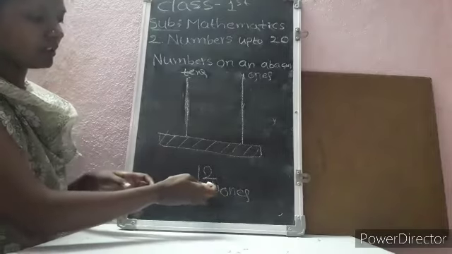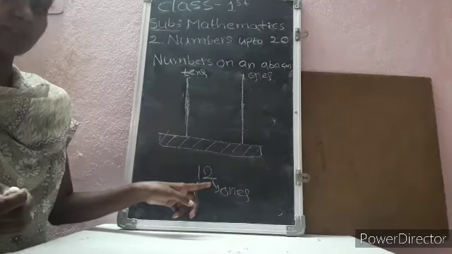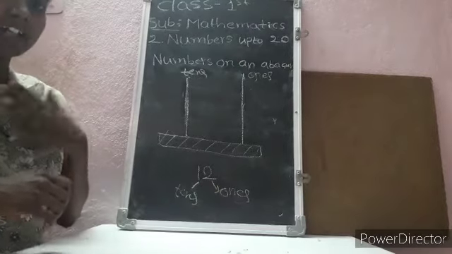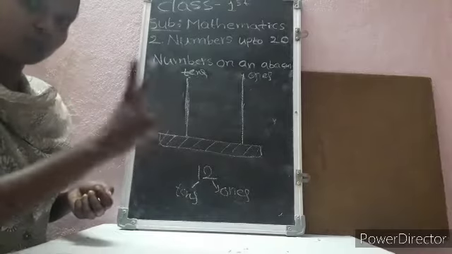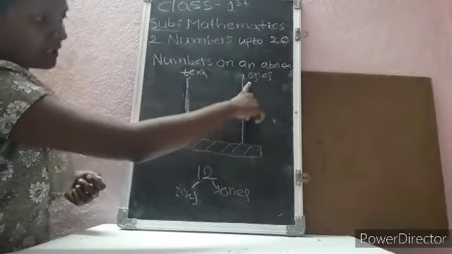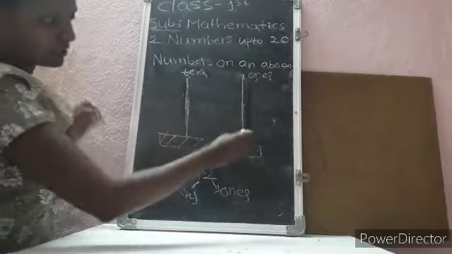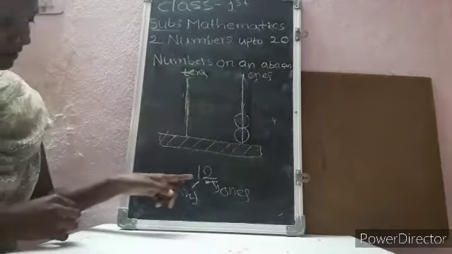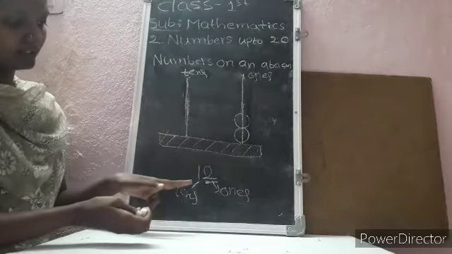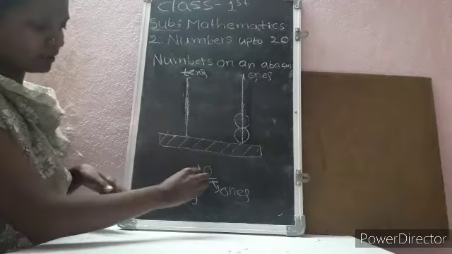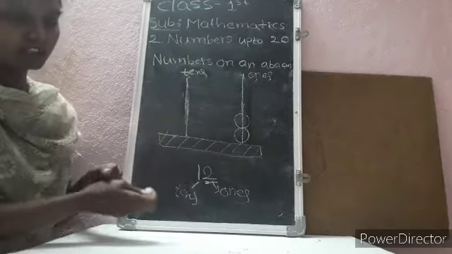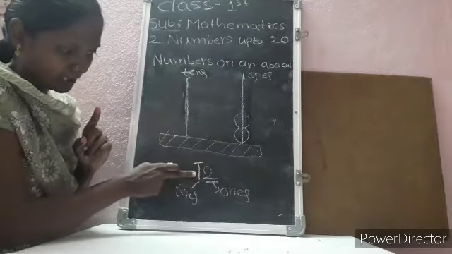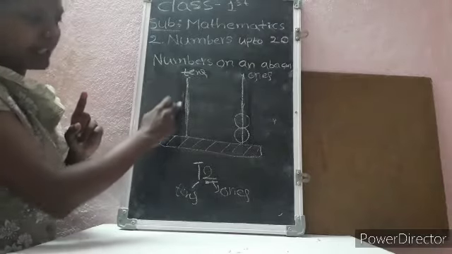So now what is the number in the ones place? 2. So I draw 2 beads on the ones spike. This is the ones spike. So I draw 2 beads here. And next, move to the left side, the tens spike. What is the value in the tens spike? The tens place is 1. So I draw 1 bead on the tens spike.